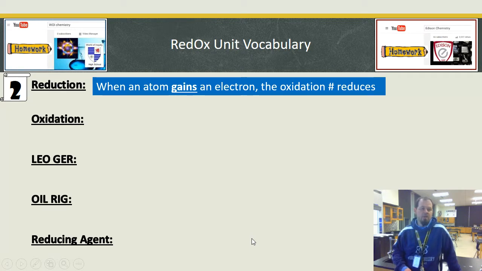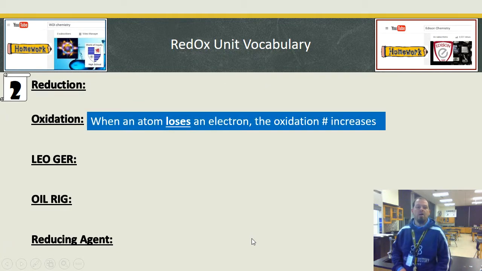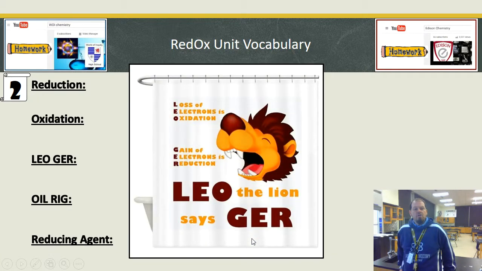If I was 1, it goes to 0, but it goes down. It reduces. So that reduction word at least makes sense for one of the phenomena we see going on with charge and gain and loss of electrons. Oxidation, not so much, but we know reduction, so we get the other one by default. So this is when an atom loses an electron and the oxidation number increases. And they don't call it increasidation, they call it oxidation. Okay?